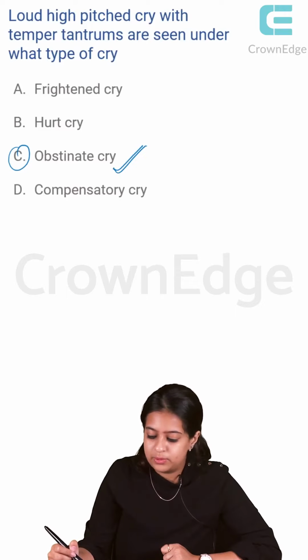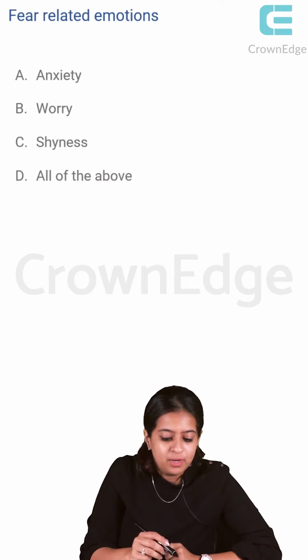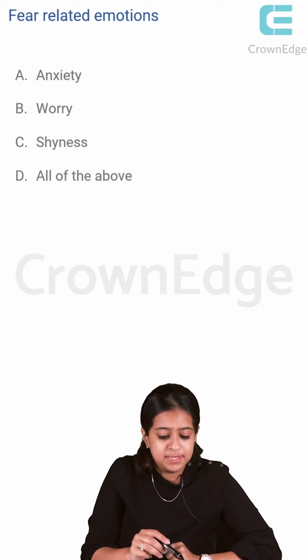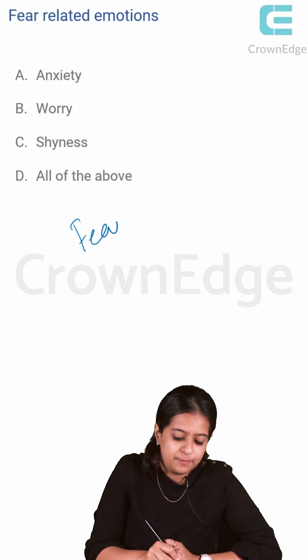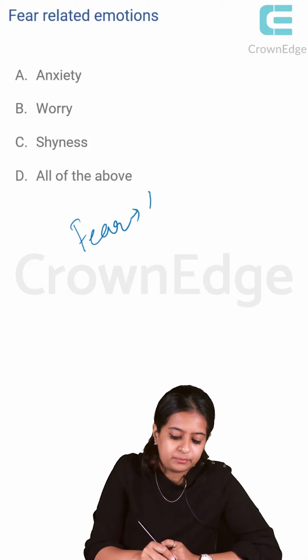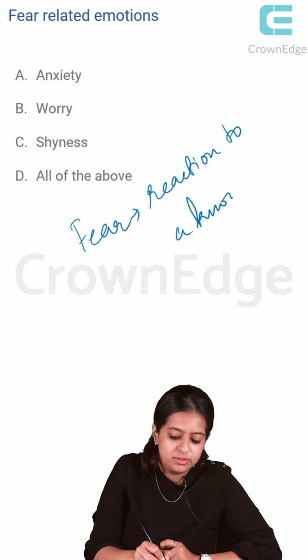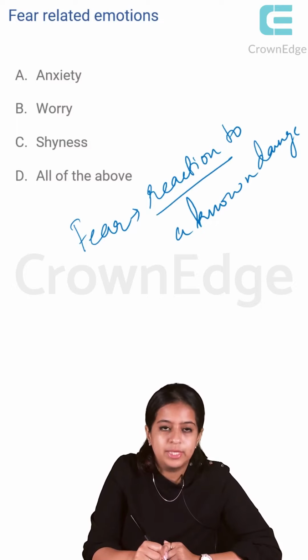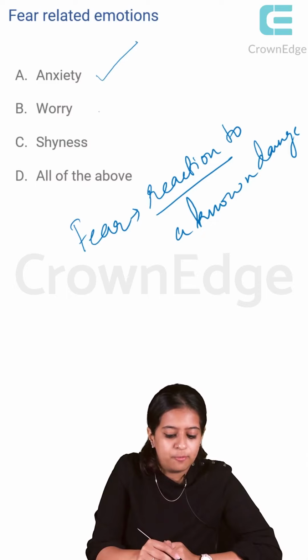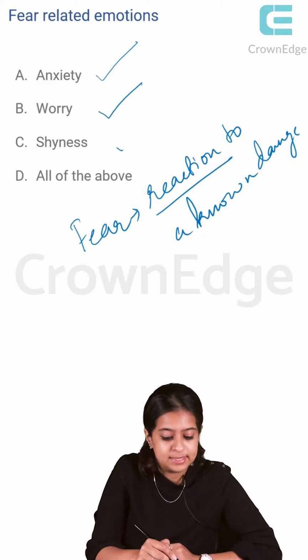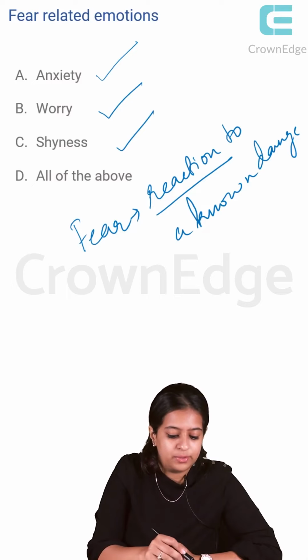Alright, so moving on to the next question. Fear related emotions are: option A, anxiety; option B, worry; option C, shyness; option D, all of the above. First, I want you to know what fear is. Fear is more of a reaction to a known danger. You know what the danger is, and it's a reaction of the individual to a known danger. So fear related emotions can be option A, yes, anxiety, yes, option B, worry, also yes, option C, shyness, yes, and option D, all of the above is the right option.